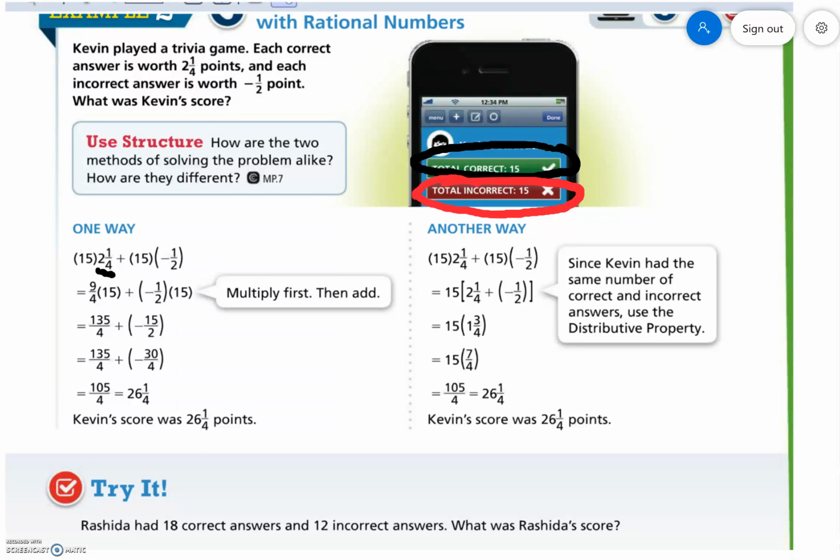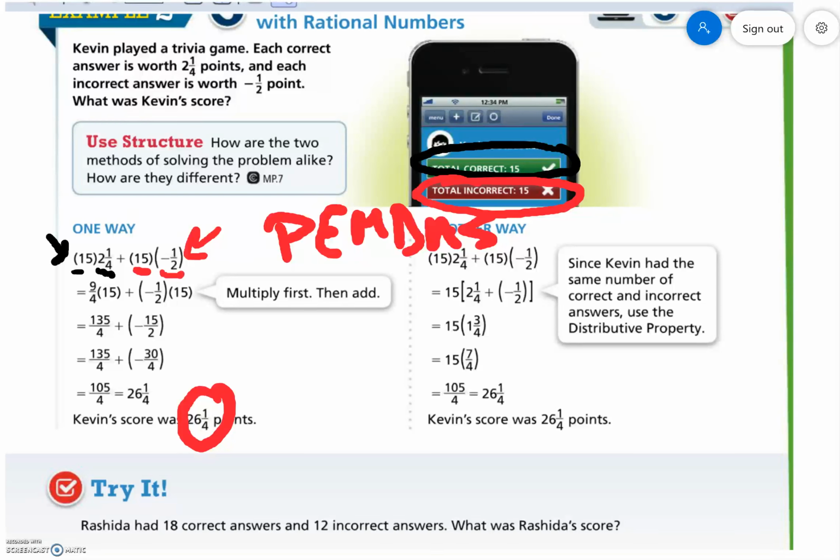So they took the point total and multiplied it by 15 for how much he gained, and then took the point total that you lose and multiplied it by 15 because he also lost 15 questions. In order to multiply them, they made our mixed numbers improper fractions. Remember PEMDAS. Please excuse my dear Aunt Sally. You multiply first, and then we can add. So Kevin's score was 26 1/4 points.